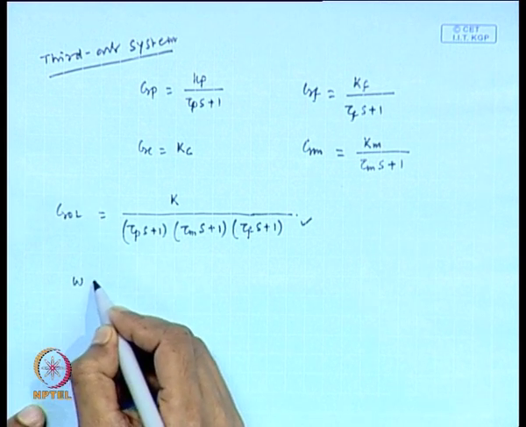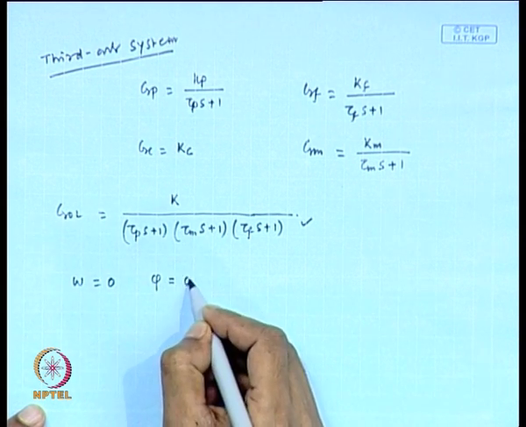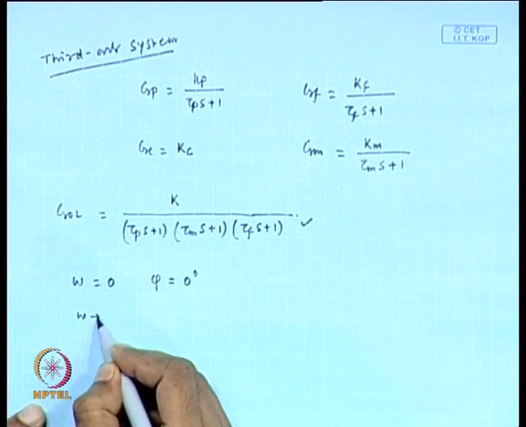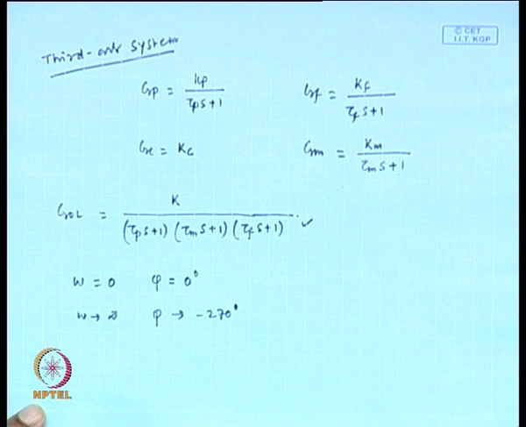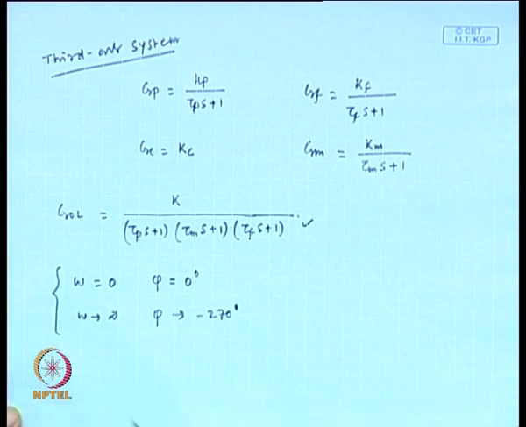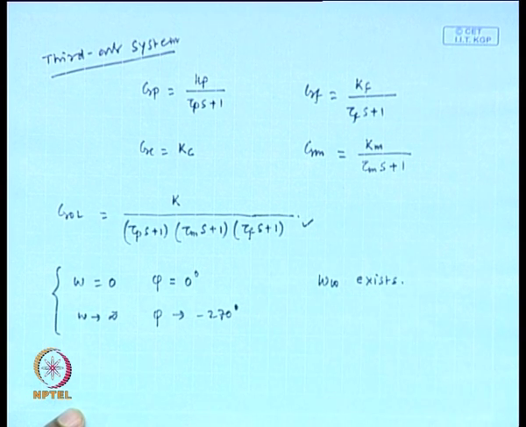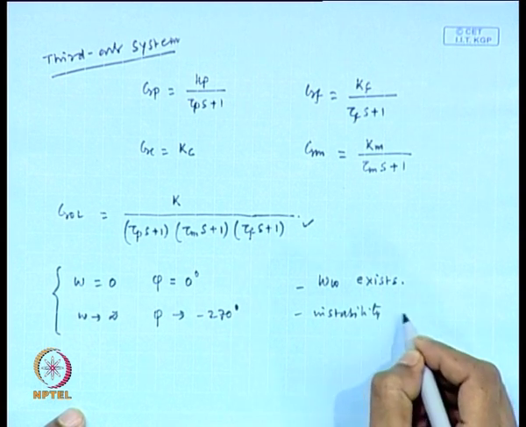This is the open loop transfer function for the example system. Now, when omega is equal to 0, phi becomes 0 degree, and when omega tends to infinity, phi tends to minus 270 degree. So, for a third order system, phi varies in between 0 and minus 270. So, what about the crossover frequency? The crossover frequency exists. So, there is an instability problem.